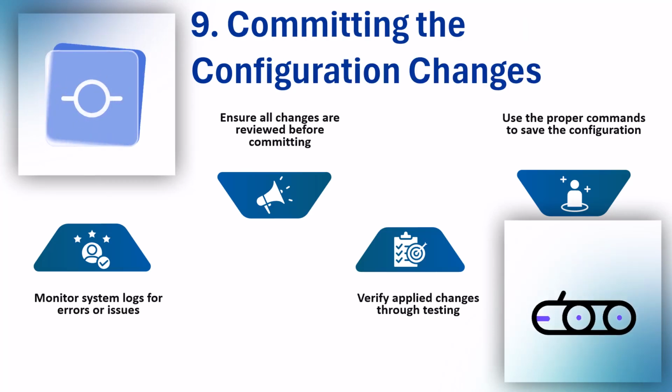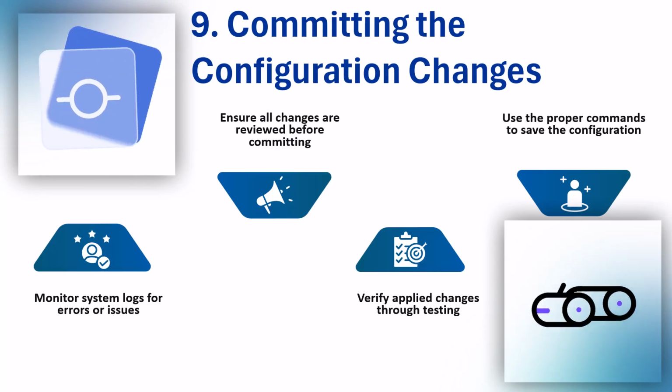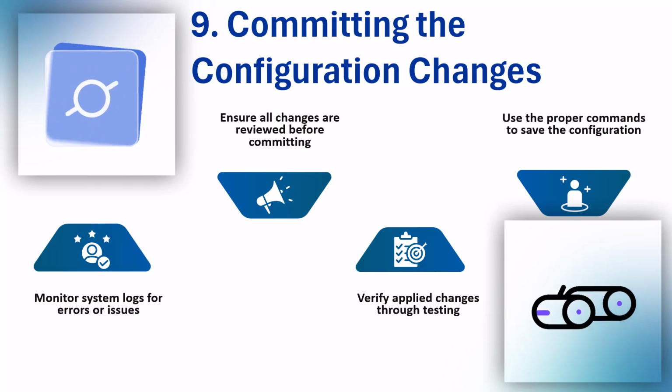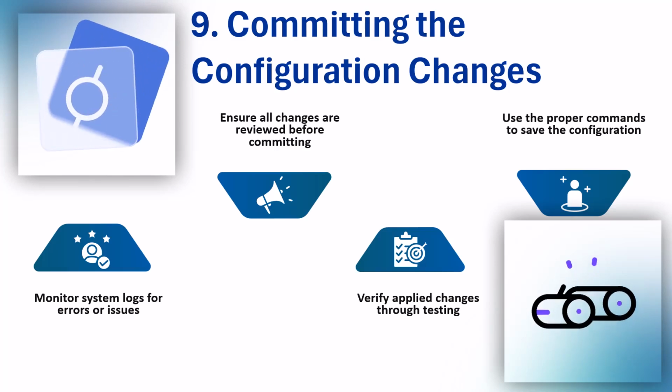All right, folks, this is the moment of truth. Before hitting that commit button, double-check everything, because nothing says oops like rolling back a bad config. Use the right commands, keep an eye on those system logs, and always test post-commit. Think of it like baking. You wouldn't put the cake in the oven without making sure the batter is mixed, right?